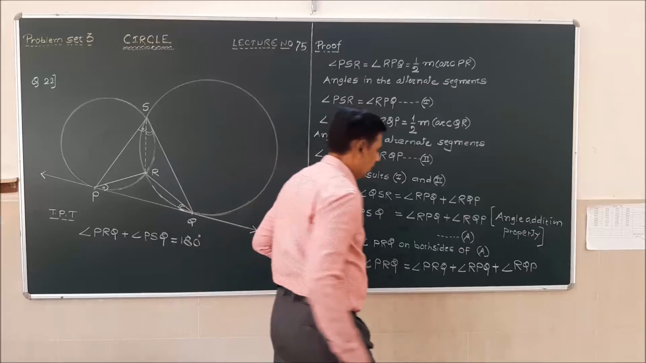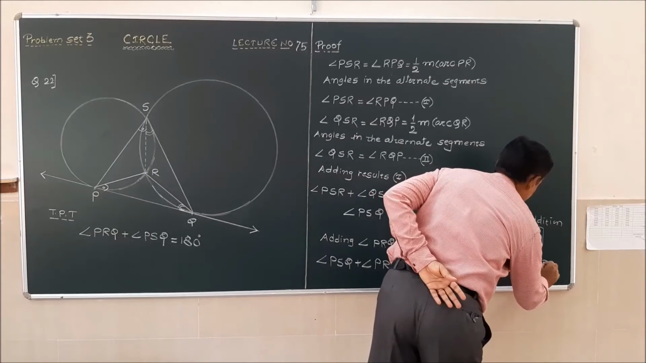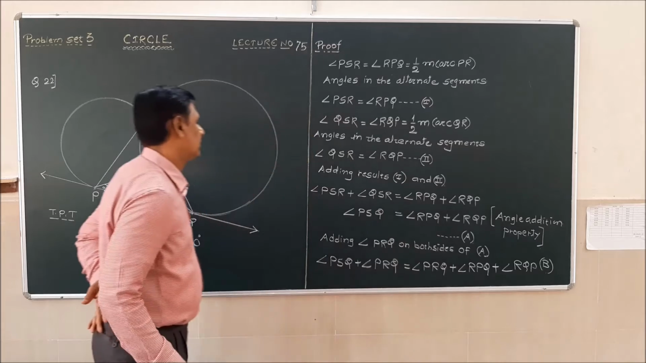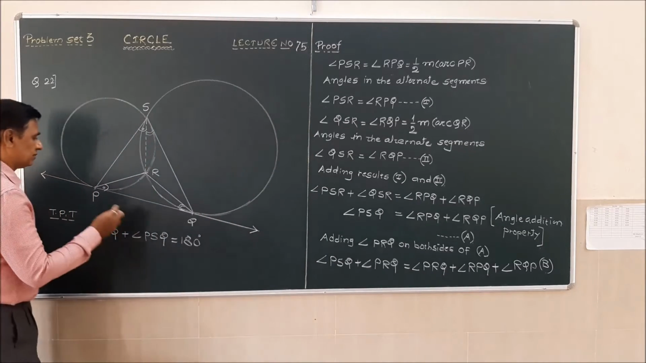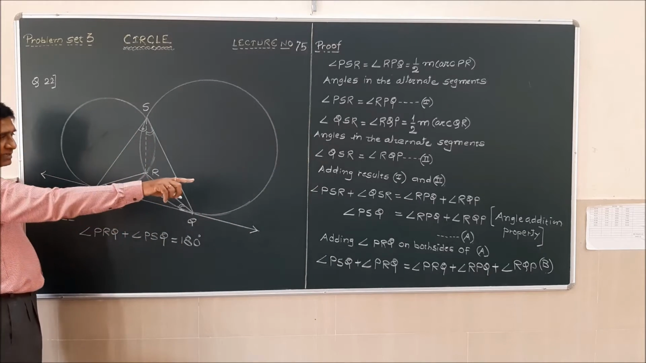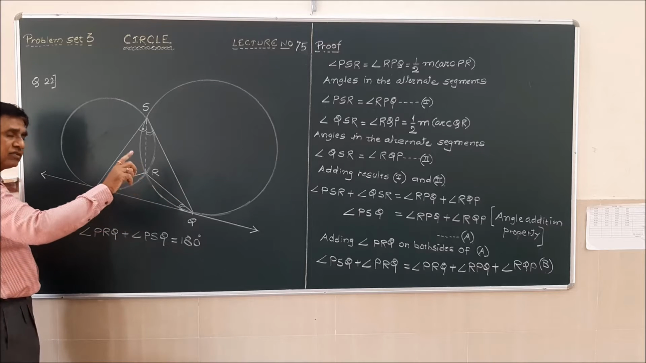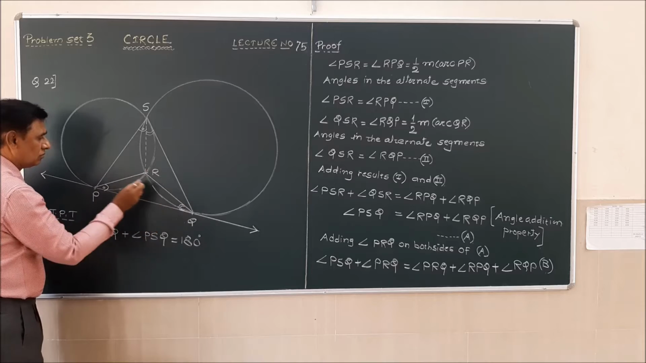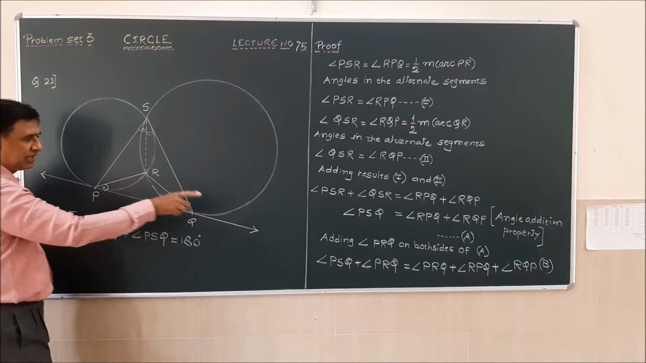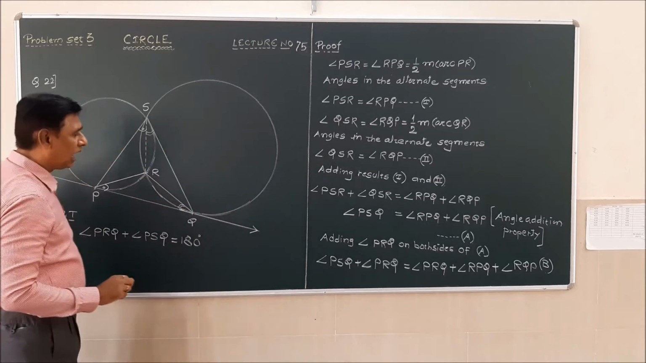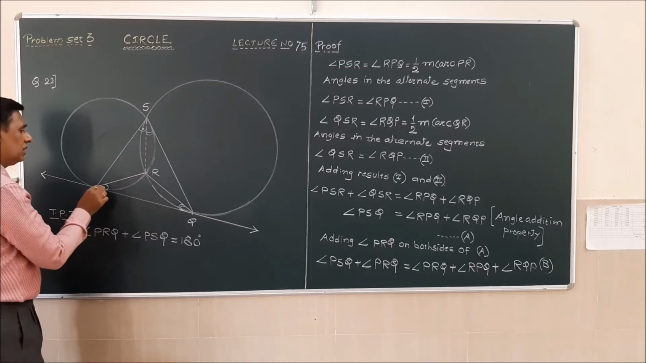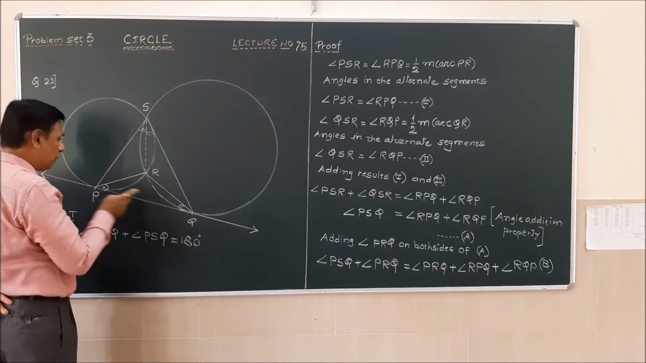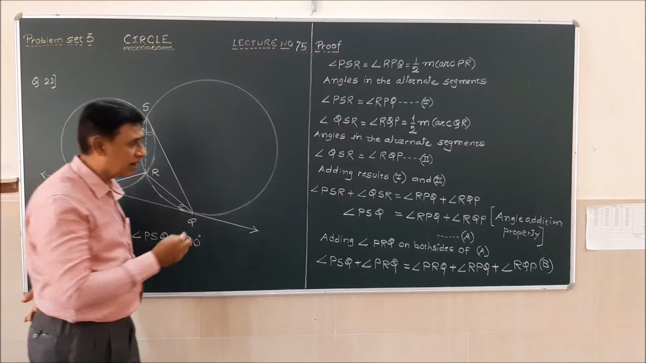Okay, fine. I'll label this as B. Now please focus here. Right hand side of B, you have to focus on the right hand side of B. PRQ, that is the first angle. RPQ, second angle, and RQP is the third angle.